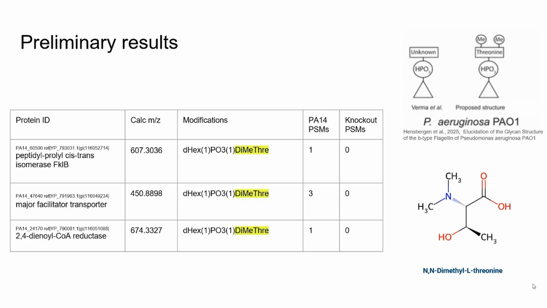we got 5 hits total for this modification, all being within the wild types and none detected within knockouts. One thing to note is that these were not on any of the B-type flagellins. And this makes sense though, because they used proteinase K versus trypsin. So it wasn't expected to genuinely find it.